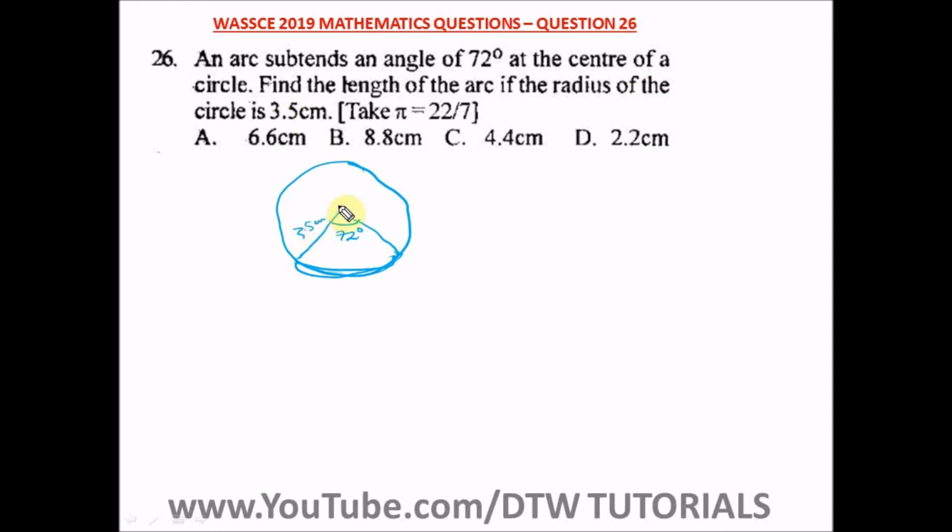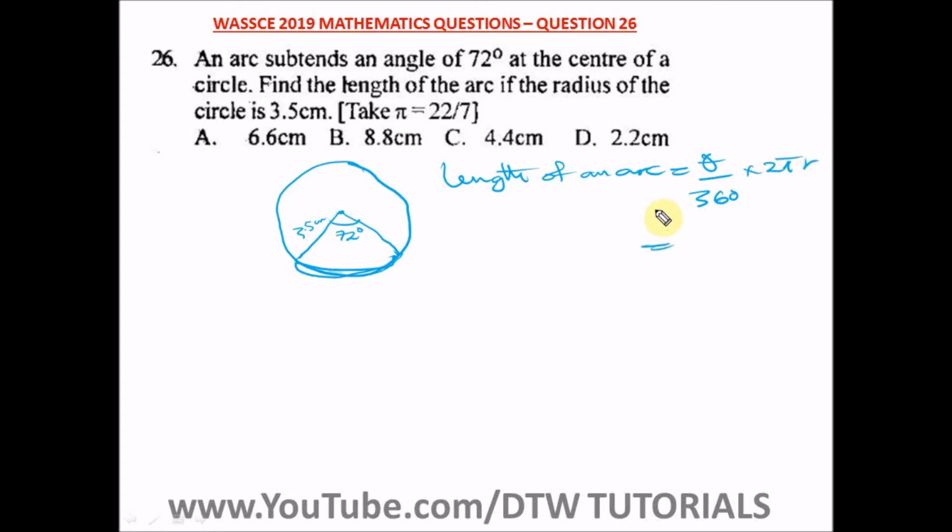All right, so it's easy. I hope you remember the formula for finding the length of an arc. It's always good to know this particular question. It's always coming out in WAEC. So just know the formula for length of an arc, which is theta over 360 times 2 pi r.